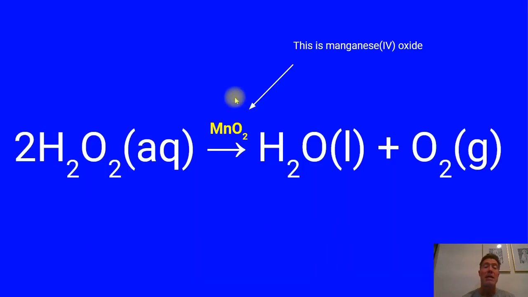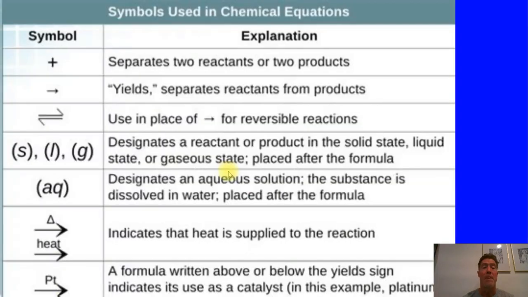So this is how we would indicate if we added, for example, manganese oxide as a catalyst to our decomposition of peroxide. We put it right over the arrow. Because it's not something that is used up, and it's not something that's produced, but it is something that speeds the reaction along. So that's where we stack it. We stack it right over the arrow.